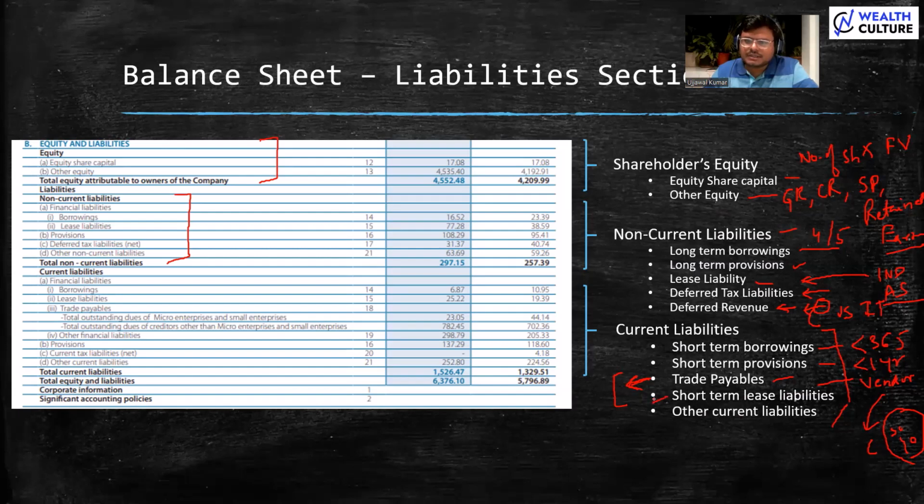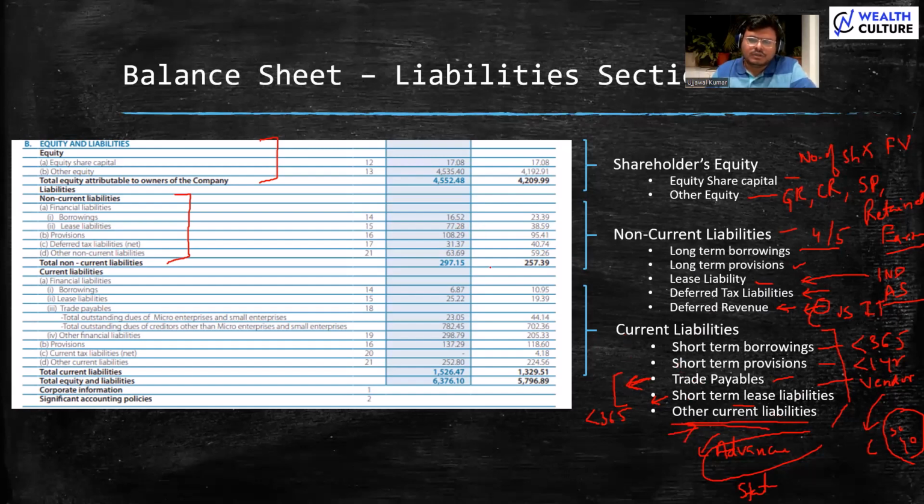Next is short-term lease liabilities, right? So any lease payment that I have to pay within a period of 365 days, that will be short-term lease liability. And other current liabilities, this includes advances received from customers, right? That sort of thing. Plus some statutory liabilities, or taxation and all that, is again part of other current liabilities, right? So that's the quick recap.